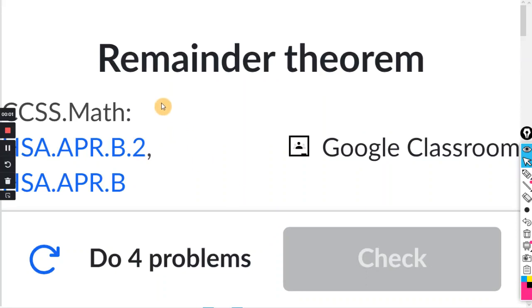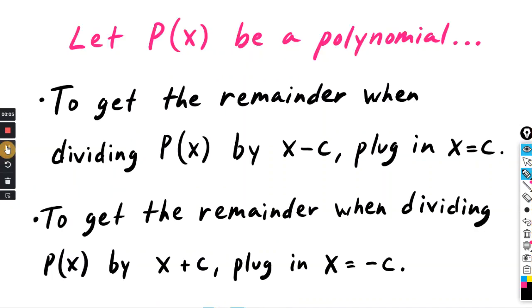This will be for the con exercise, remainder theorem. All right, some notes before we begin. We're going to let P of x be a polynomial. And to get the remainder when dividing P of x by x minus c, you plug in x equals c. In other words, if this is minus c, you're going to plug in x equals positive c into the polynomial P of x.